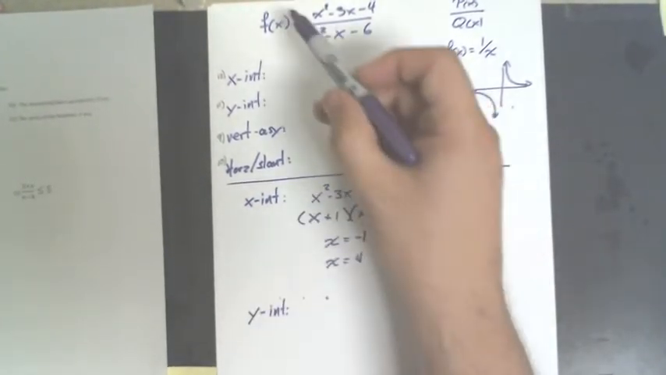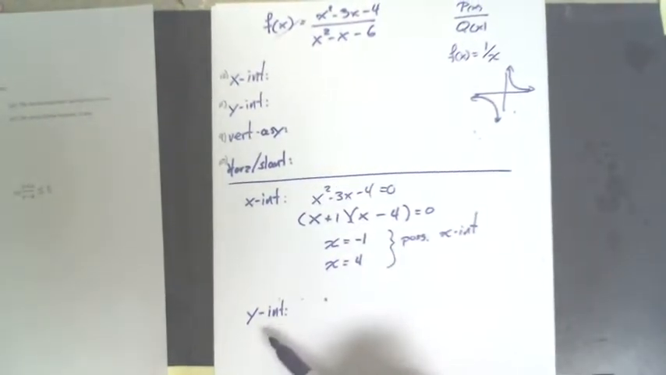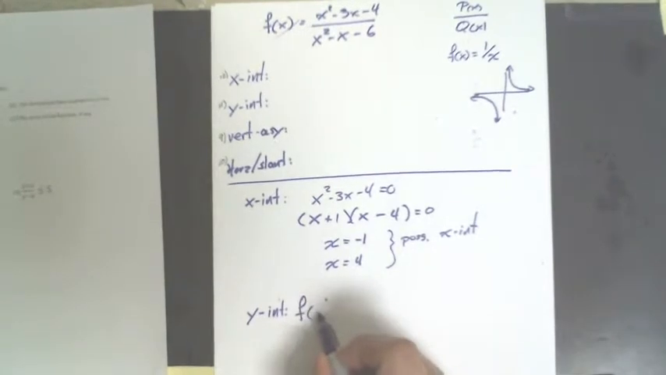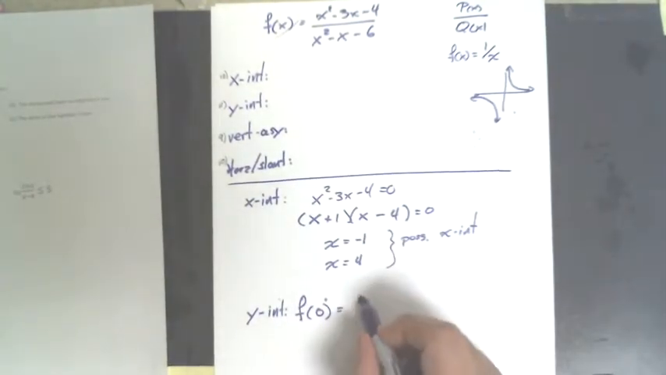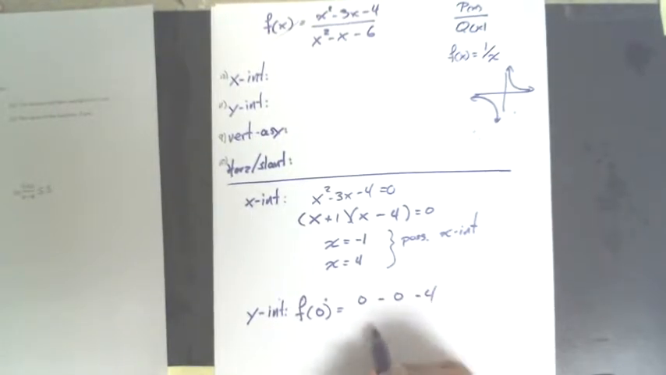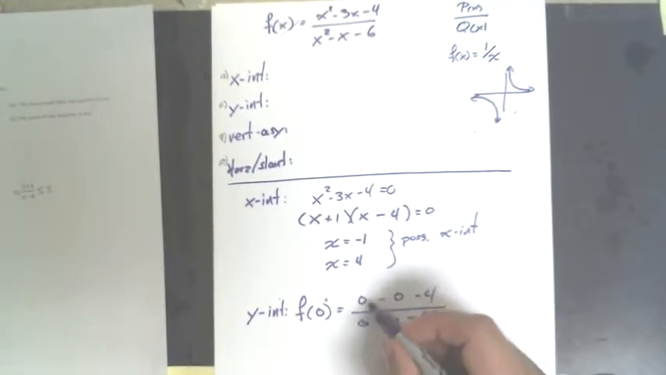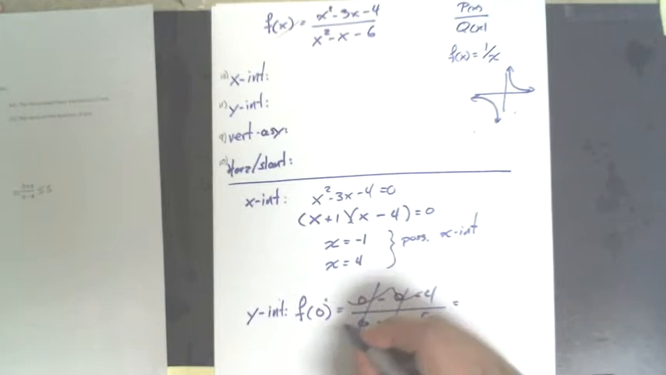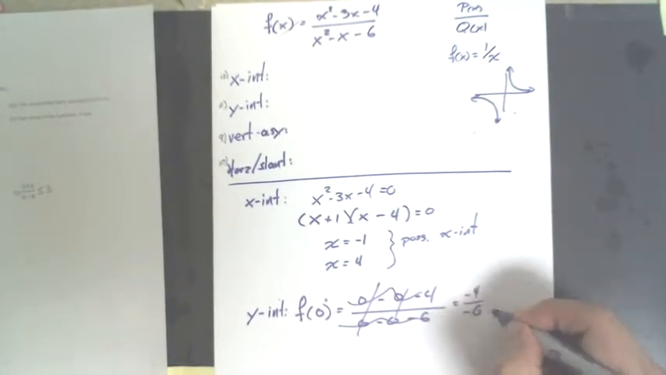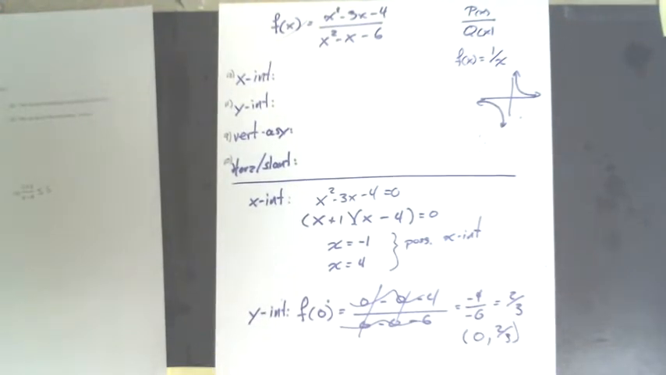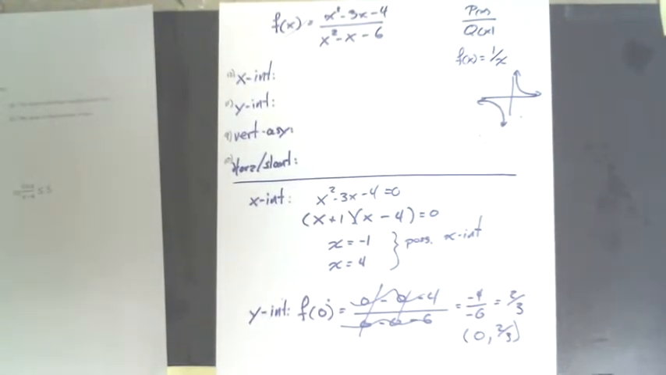Y-intercepts. You find x-intercepts by letting the whole function be 0. You find y-intercepts by letting x equal 0. Every y-intercept has an x value of 0. That's why it's on the y-axis. So we're essentially just finding f at 0. Plug in a 0. It's 0 minus 3 times 0 minus 4 over 0 squared minus 0 minus 6. All this stuff goes away. Negative 4 over negative 6 reduces to 2/3. So your y-intercept is 2/3. Just plug in the 0, find the value, that's your y-intercept.